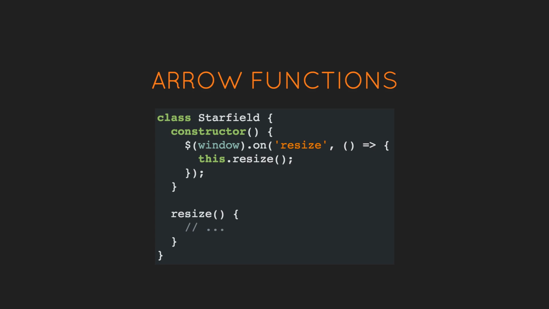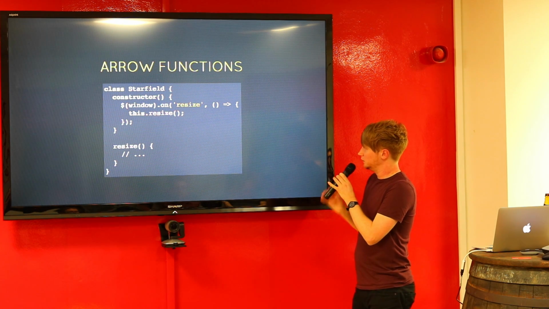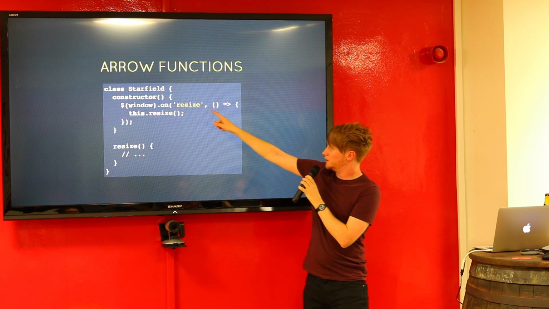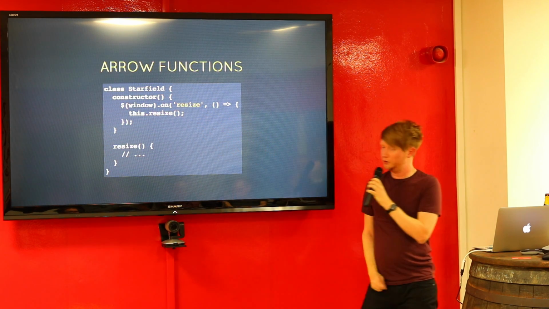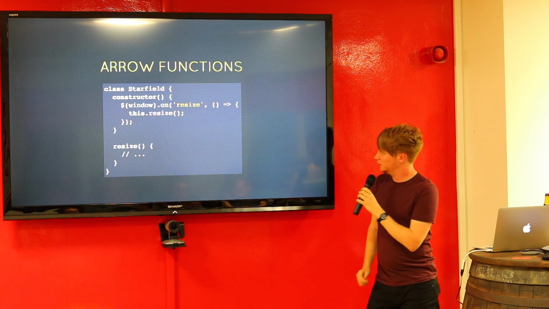Arrow functions are really nice, especially if this binding really hurts your head. I know it hurts a lot of people's heads, and it still hurts mine. But typically, when we go inside a window bind event, this reference gets lost. It gets turned back to the window.